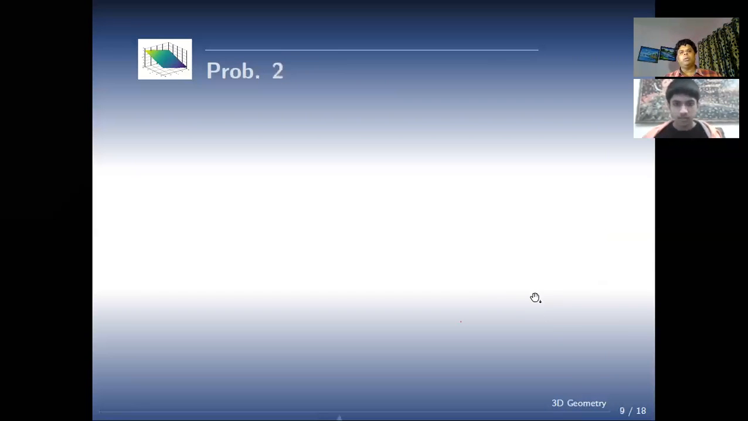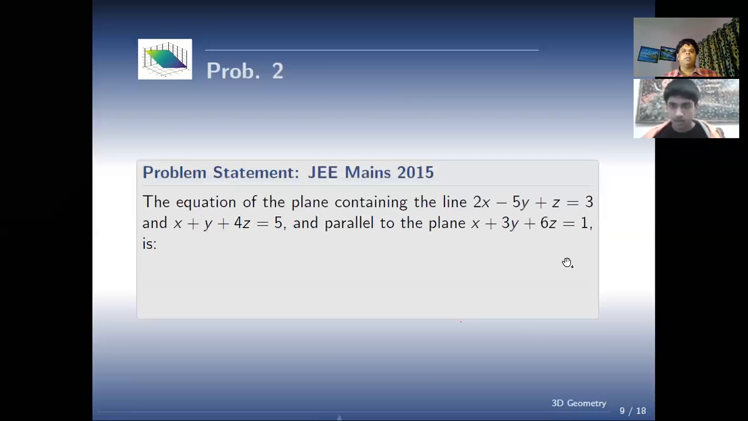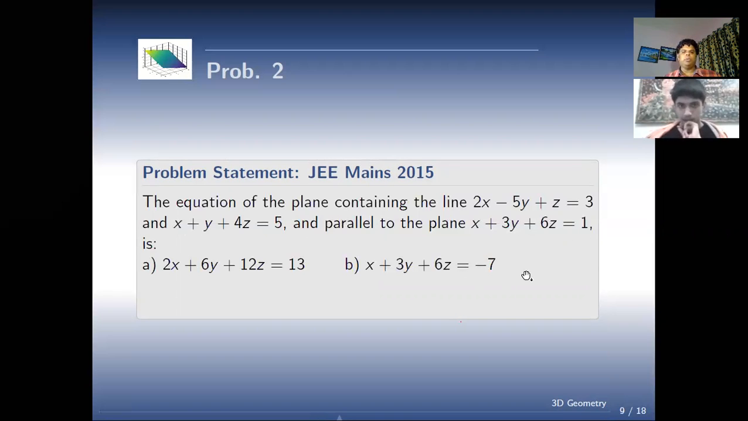Okay, cool. Now let's go for problem number 2, which is slightly more involved than the first problem. This is a problem from JEE Mains 2015. The equation of the plane containing the line 2x minus 5y plus z equals 3 and x plus y plus 4z equals 5, and parallel to the plane x plus 3y plus 6z equals 1, is one of the following, right? Which one of these? A, B, C, and D.